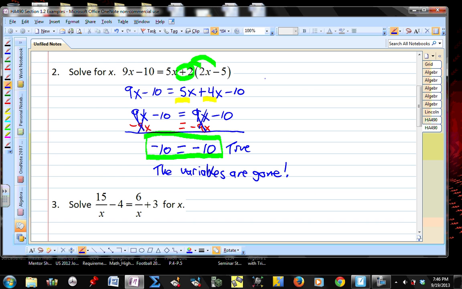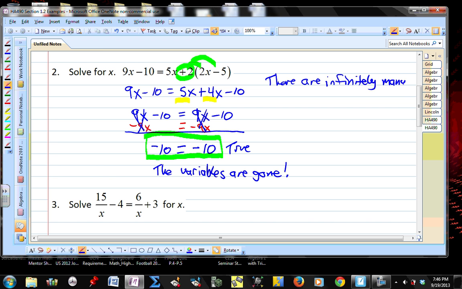So we're going to write there are infinitely many solutions. Okay. Another way to say the same thing, it's a little more specific to this problem, is to say x can be any real number. Which means if you put any real number in for x, the left side is going to equal the right side. You're going to get a true statement.